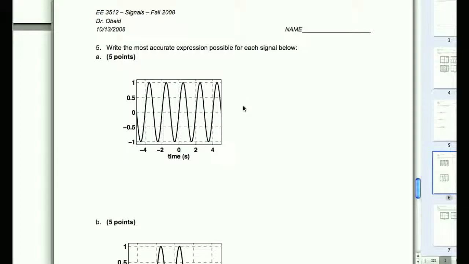Yes, sir? I had a question, but since we're not doing Fourier transforms, it might answer itself. Fall 2011, problem 1.